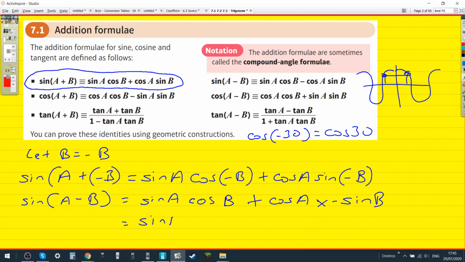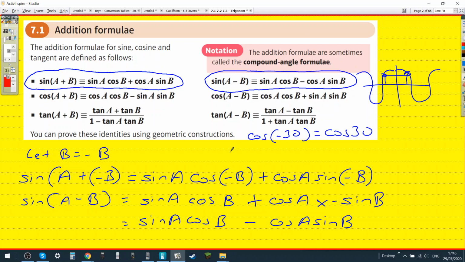And if we simplify that, we get sine a cos b minus cos a sine b. So I just put the minus there. And that proves our second formula. And you can continue to prove all these formulae. And if they make us, they make us. If you have to prove this one, you just sub in minus b instead of b and use some angle facts. But they are all given to you.